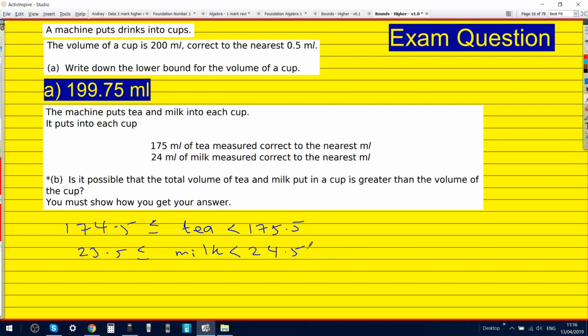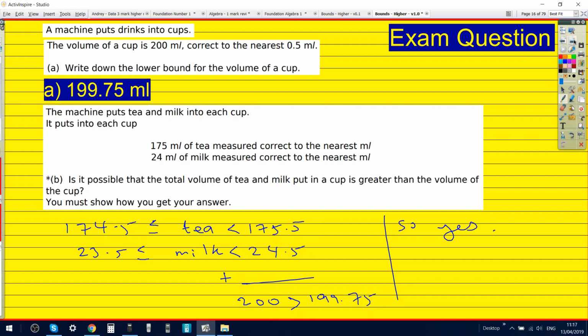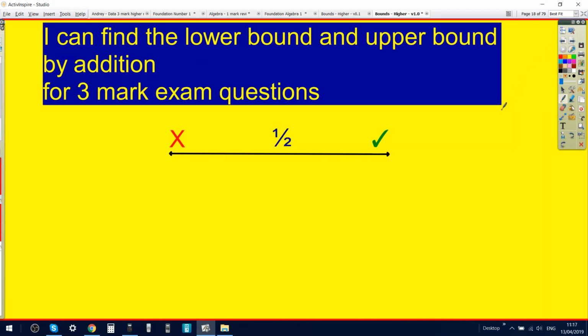And then you just add the upper bounds to see if it's possible that it could be more. So 175.5 add 24.5 is equal to 200, so that's 0.25 above how much is in the cup. And so, what's your final answer then? 200 is greater than, so yes, it's possible. Although the cup is 200, that's been rounded, so the lowest the cup could have as a capacity is 199.75. So you take the lower bound of the cup and the upper bound of the liquid, and then it could be.